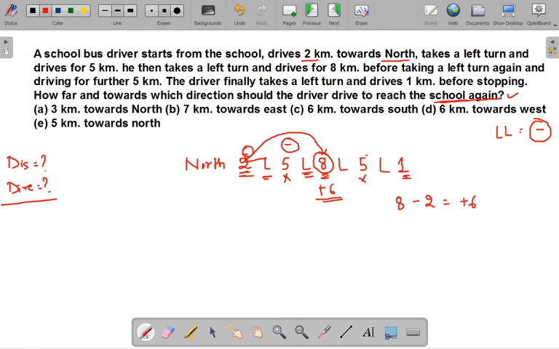But since there is one more distance here, we take this value also. And this is left and left. So again we will subtract left and left. This will be 1 minus 6, which is minus 5. So the value of x is minus 5.